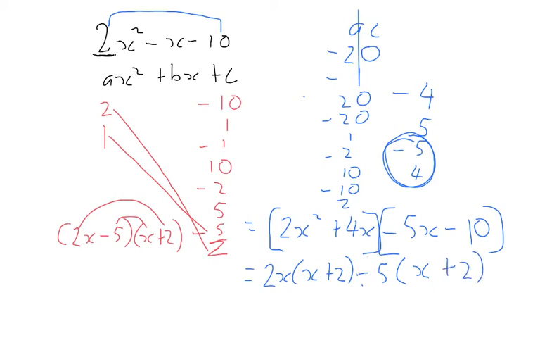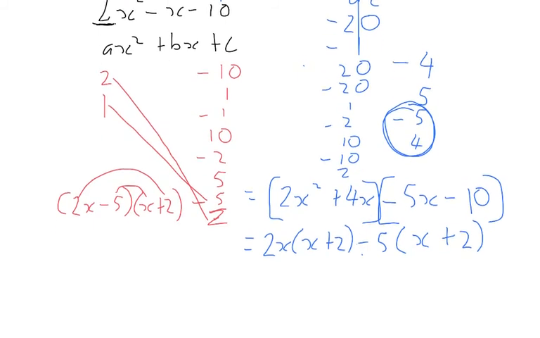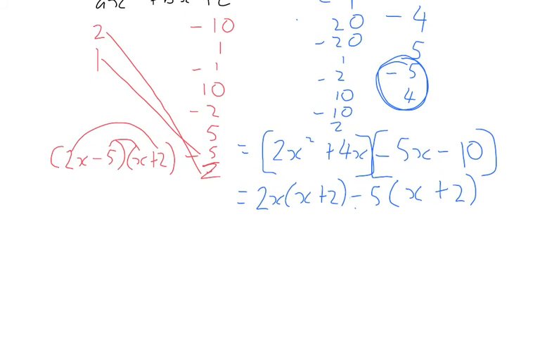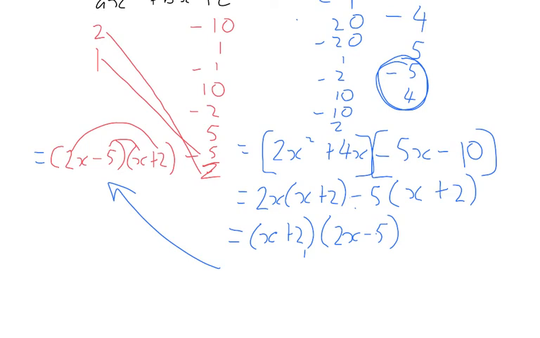And you'll see here, I'll just scroll up a bit, we've got another common factor of x plus 2. So our common factor is x plus 2, and we're left with 2x minus 5. And you'll see same answers. Same answers, so it works.